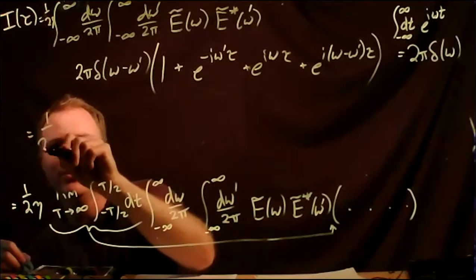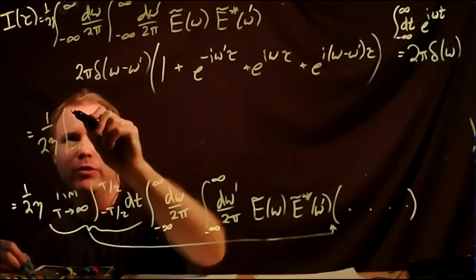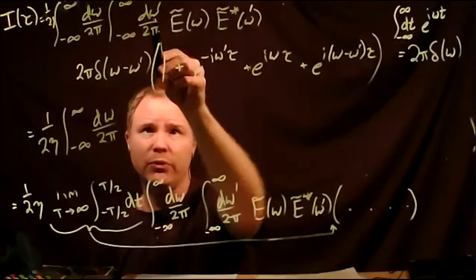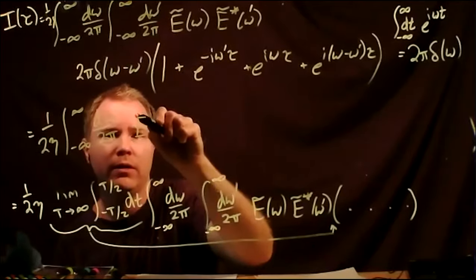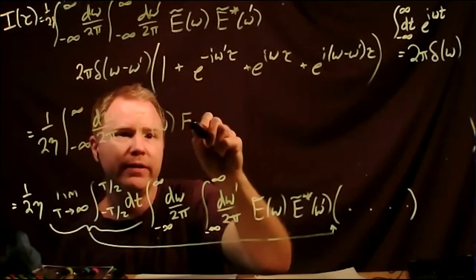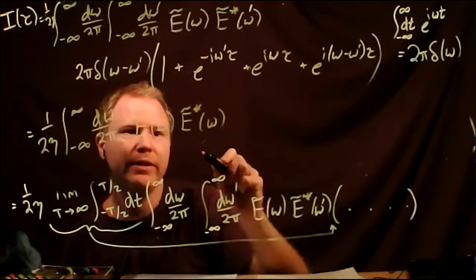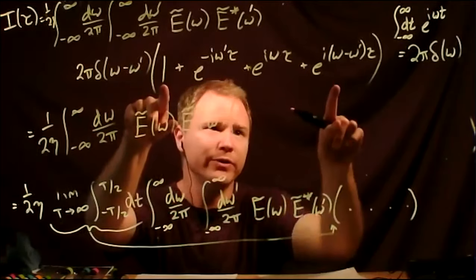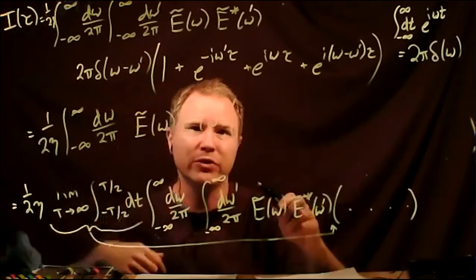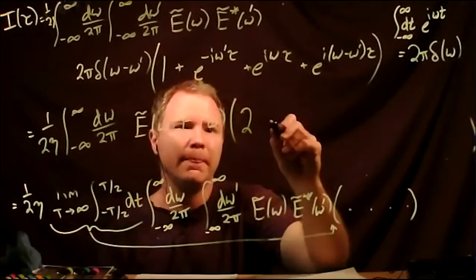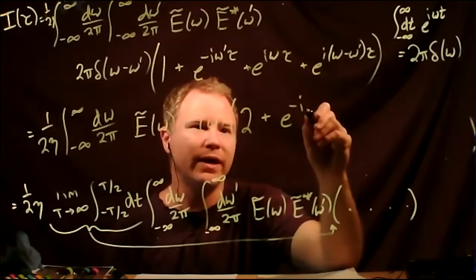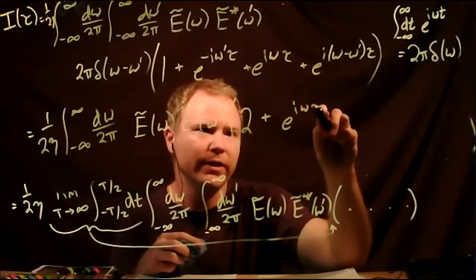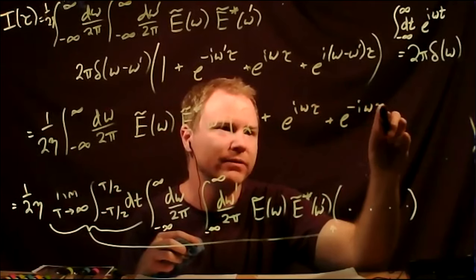Okay, so doing this 1 over 2 eta, we still have the integral from minus infinity to infinity, d omega over 2 pi. We still have the omega integral, we no longer have the omega prime integral, and now we have E of omega, E star of omega, not omega prime. And this 2 pi cancels this 2 pi. In parentheses, we have a 1 here, and omega minus itself is 0, so this is also 1. So we get a 2 here, plus, let me switch the order of those two terms, e to the i omega tau plus e to the minus i, now it's just omega from the delta function, tau.